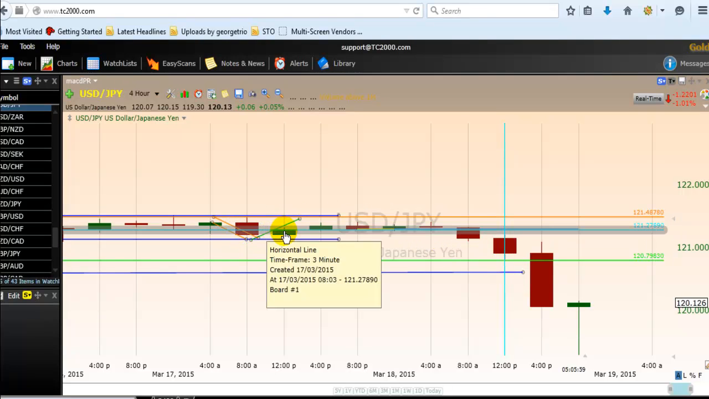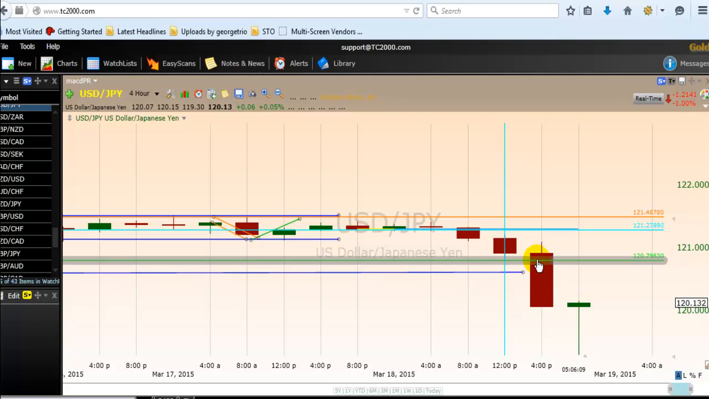All right, the dollar yen. Okay, and we let it run through the Asia session. And we were very, very patient. And here, our target was hit, the green line here at 120.80. That was our target, collecting 47 pips, and the price continued to go down more. This was a successful trade.